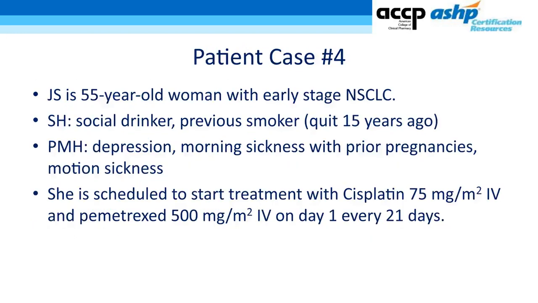On to another patient case. JS is a 55-year-old female with early-stage non-small cell lung cancer. You'll note she has a significant social history of social drinking as well as a previous smoker and quit 15 years ago. She also has significant past medical history, including depression, morning sickness with prior pregnancies, as well as motion sickness. She's scheduled to start treatment with cisplatin in combination with pemetrexed given every 21 days.